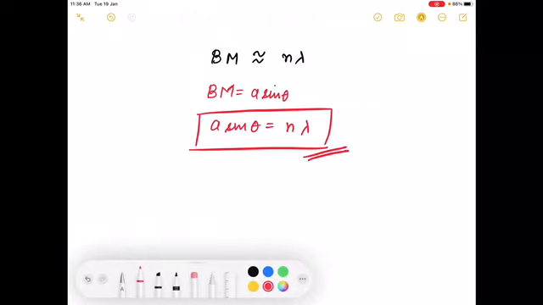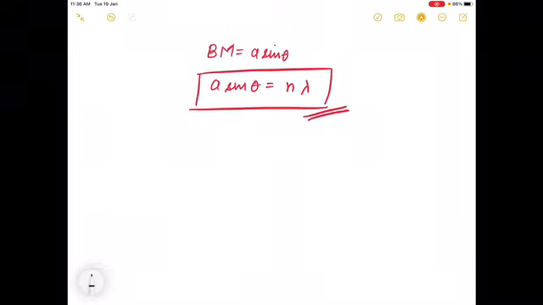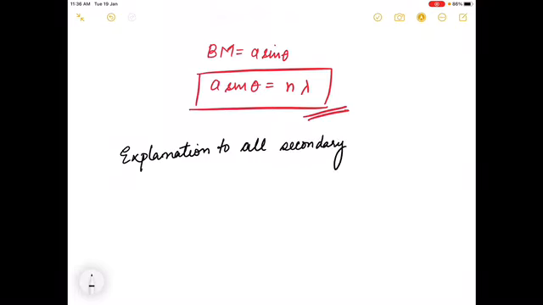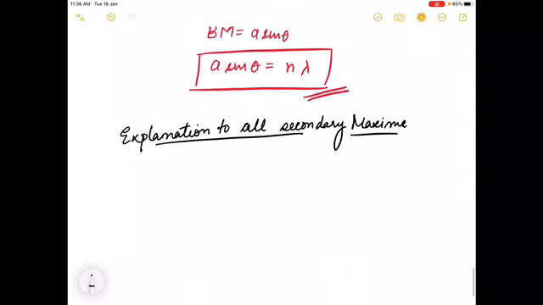Okay, now the next part. After your minima, then comes your next maxima, the first secondary maxima. So the explanation to all your secondary maxima.